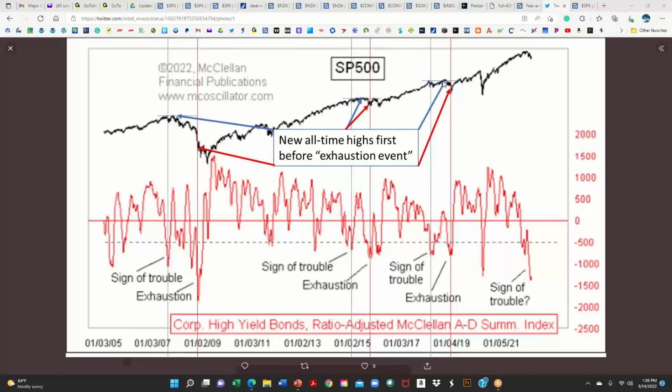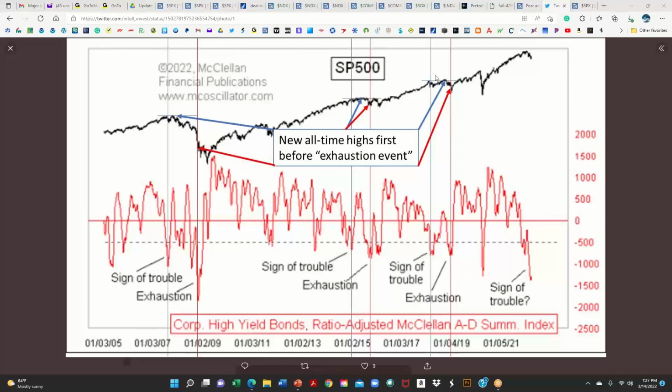This is an objective analysis of the D-line summation index behavior and how the market responded, 3 out of 3. I know it's limited data. We're only going back to 2005, but 3 out of 3. This is statistically significant, bringing science to the markets.